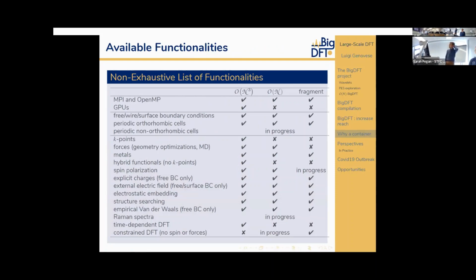This is a non-exhaustive list of the functionalities which are available in the different flavors of the BigDFT code: cubic scaling, linear scaling, fragments. Beyond each of these functionalities, there is a number of discussions and work beyond, which we will be very happy to share with the community, thanks to the new tools like the Jupyter notebooks, the Google Colab, HPC approaches, and all those things we have briefly mentioned today.